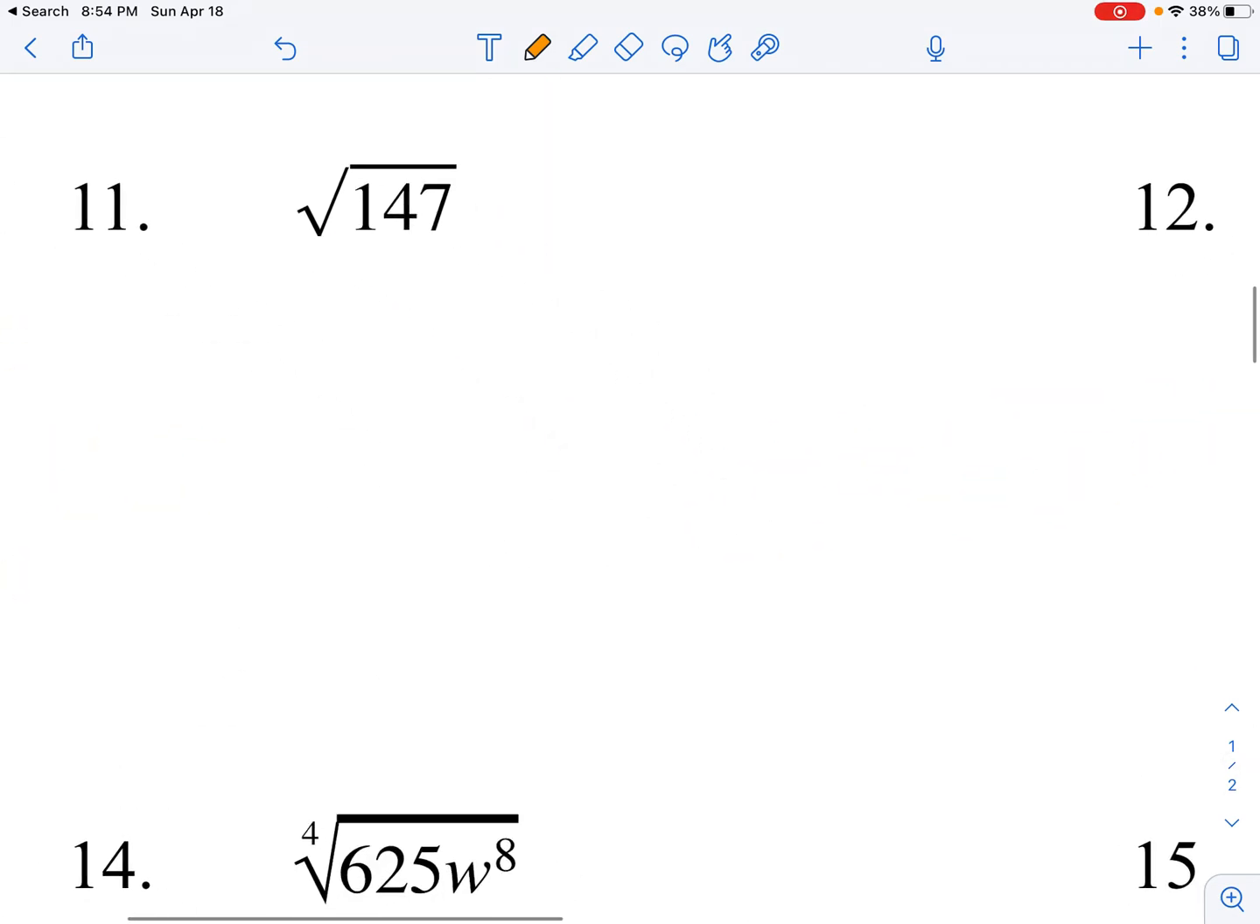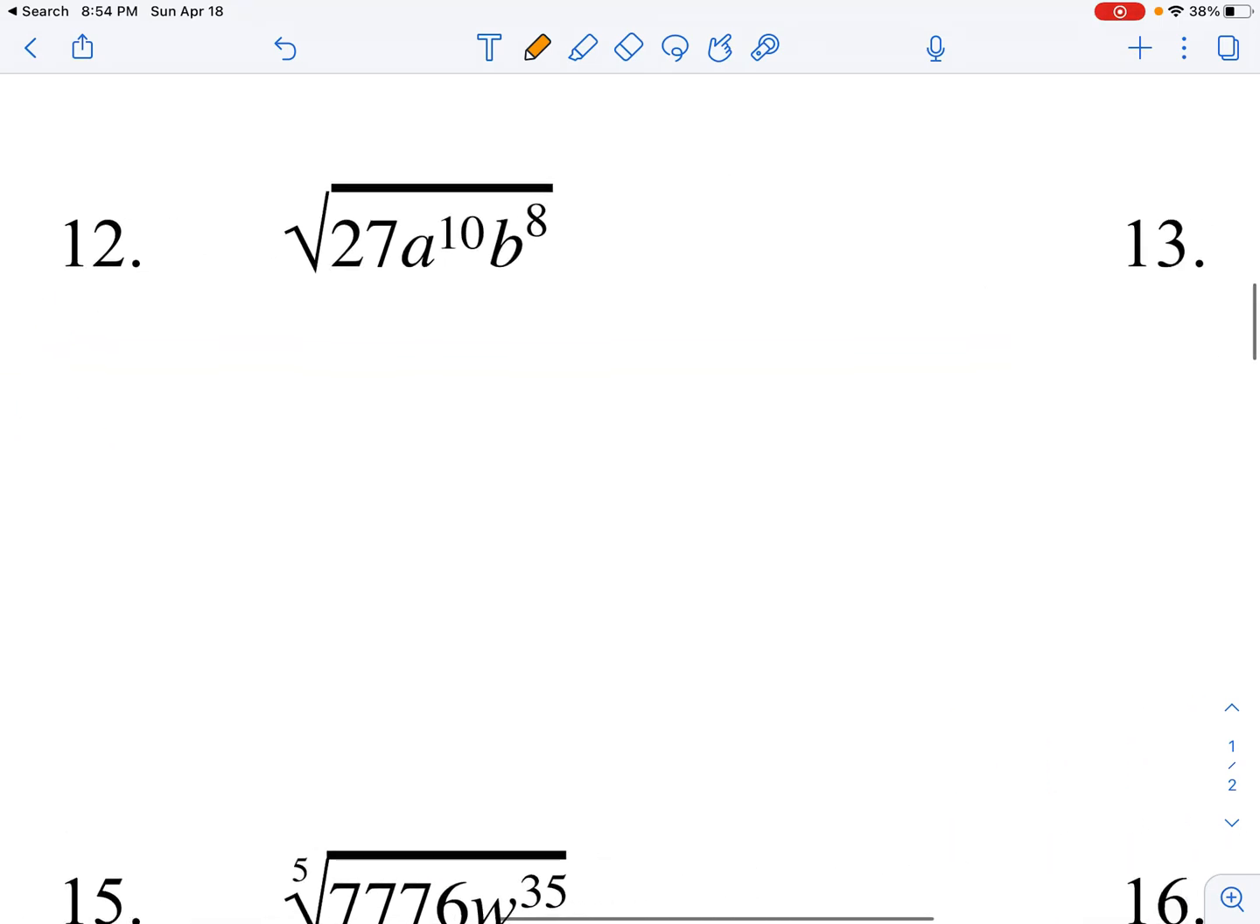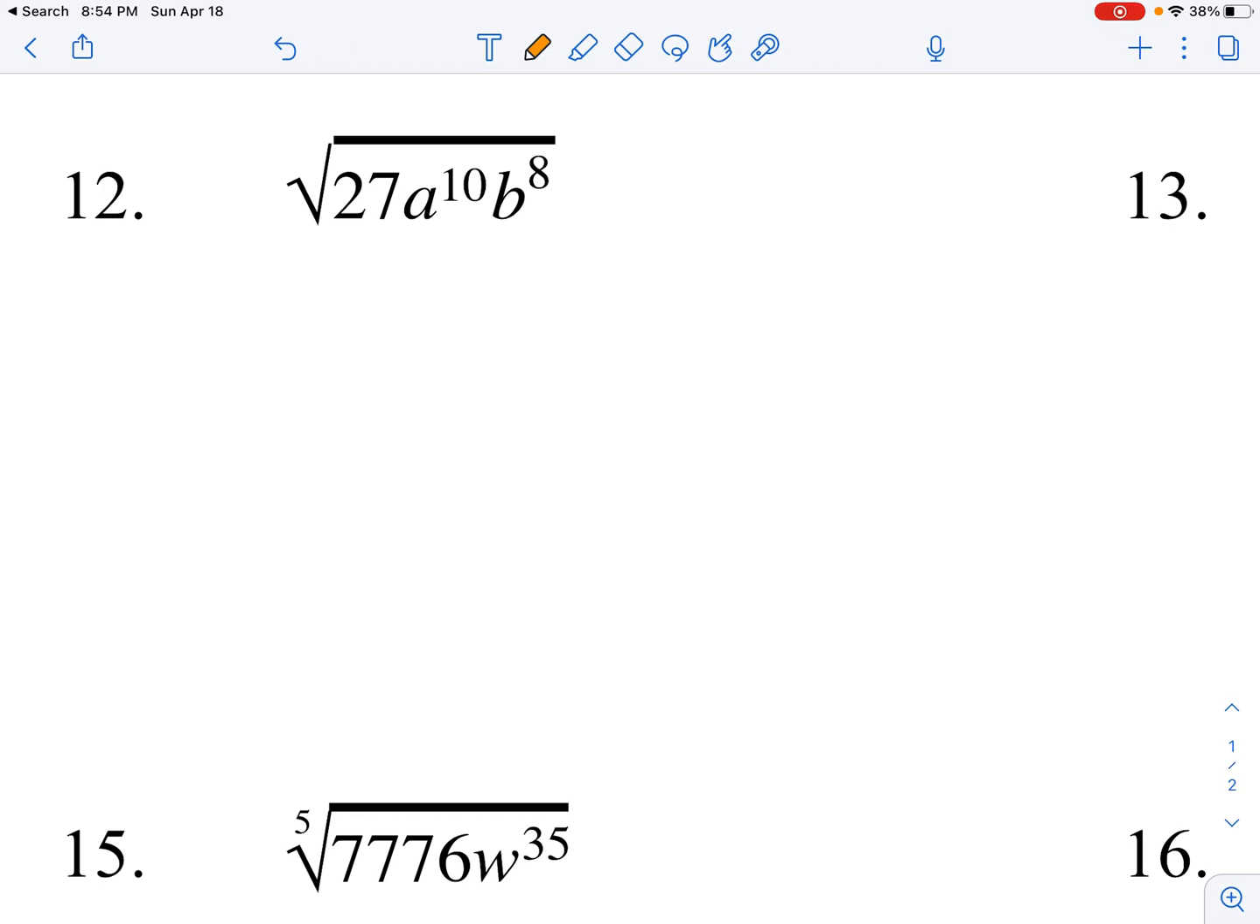Number 11, if I split this up, 49 goes into it. That's what I meant. 49 is a perfect square. 49 goes in 3 times. So the answer to this one would be 7 times the square root of 3. Number 12, 27. I know 9 goes into 27 3 times. And then I'm splitting it up with the a to the 10th and the b to the 8th as well.